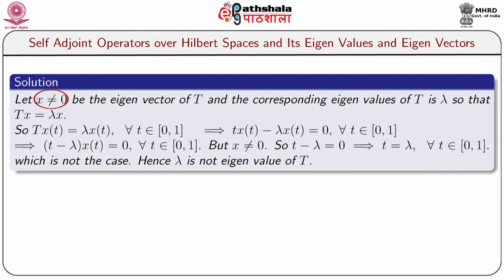Let x not equal to the zero vector be an eigenvector of T and the corresponding eigenvalue of T is lambda. Then Tx = λx. So, (Tx)(t) = λx(t) for all t belongs to the closed interval [0,1]. This implies that t x(t) − λx(t) = 0 for all t belongs to [0,1]. This implies that (t − λ)x(t) = 0 for all t belongs to [0,1], but x is not equal to 0. So, t − λ = 0, which gives that t = λ for all t belongs to the closed interval [0,1], which is not the case. Hence, lambda is not an eigenvalue of T.